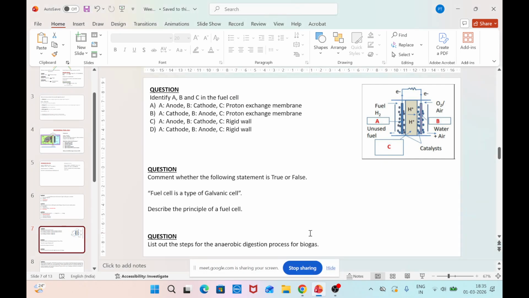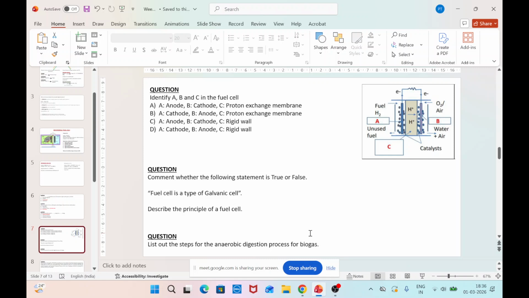A is anode, B is cathode, and C is proton exchange membrane. So the basic idea for the answer is that A is having hydrogen gas and B is having oxygen or air. So that typically means in the case of a proton exchange membrane or hydrogen fuel cell, A is anode, B is cathode. Or you can also distinguish this from the arrow marks. If you see the electron, it is moving from the left side to the right side. So left side should be the anode and right side should be the cathode.